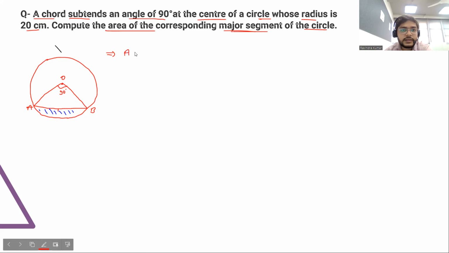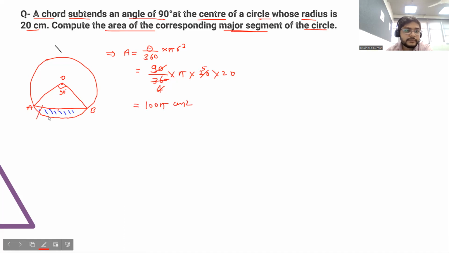What is the area of the sector? A is equal to theta divided by 360 into pi r square, right? So what we will get: 90 divided by 360 into pi. What is the value of r here? It is 20 centimeters. 20 into 20, 9 fours are 360, and 4 fives are 20. Okay, so 25 is 100. It is 100 pi centimeter square. This is the area of the sector, and you know that the radius is 20 centimeter.